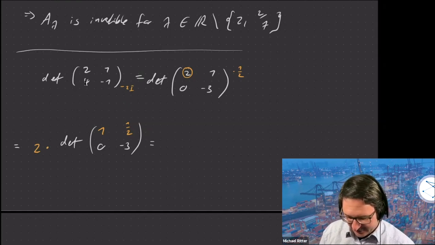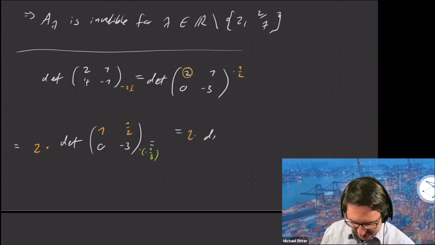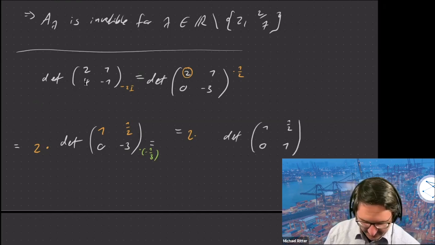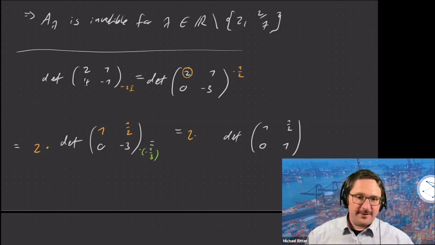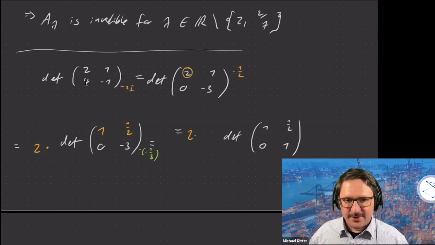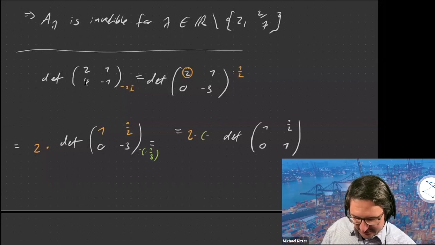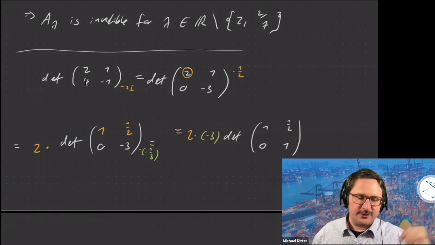And I can do the same thing for the third row. I can multiply this by minus 1/3 if you want to. And what I'm getting here is then 2 times the determinant, where the first row is not changed. The second row then becomes 0, 1. But again, if I'm doing this, the value of the determinant changes. The new value is minus 1/3 the old value. And I have to make up for that. So I need to multiply this all by minus 3, the inverse of minus 1/3.